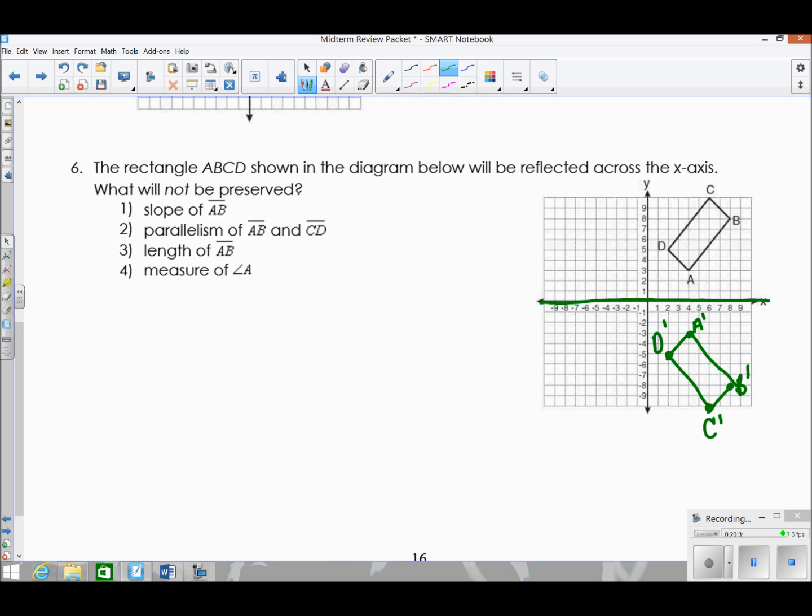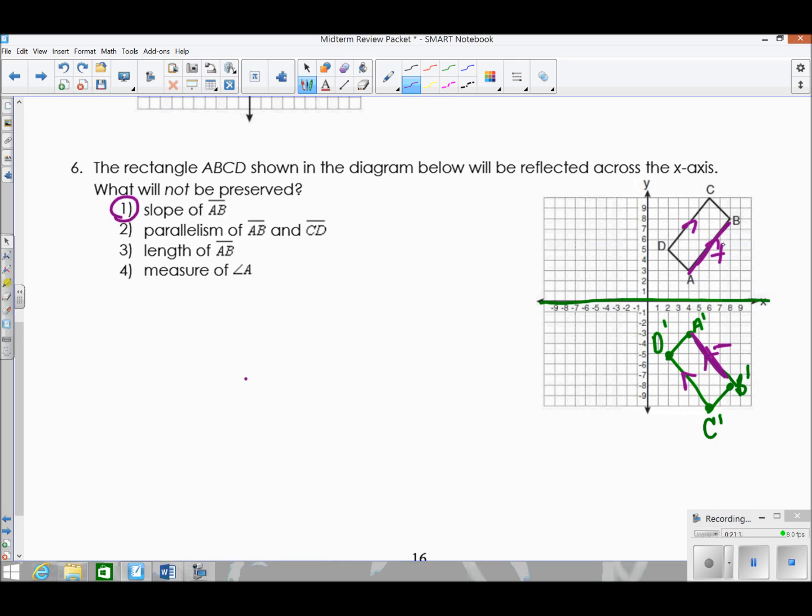So it's asking you which will not be preserved. So if you look, the slope of AB is some kind of positive number, where once I reflected it, now it's a slope going downhill. So I went from a positive slope to a negative slope. So right away, that has to be the answer. The slope changed. Parallelism just means, if you look, AB and CD, those are parallel right now because they're opposite sides in a rectangle. If you look at the new one, they still stayed parallel. Even though they were both negative slopes, they're going to be the same slope.